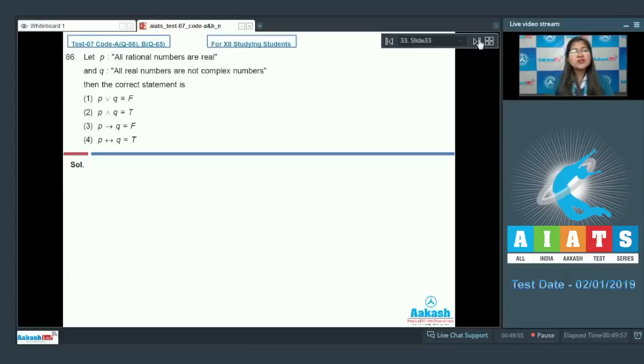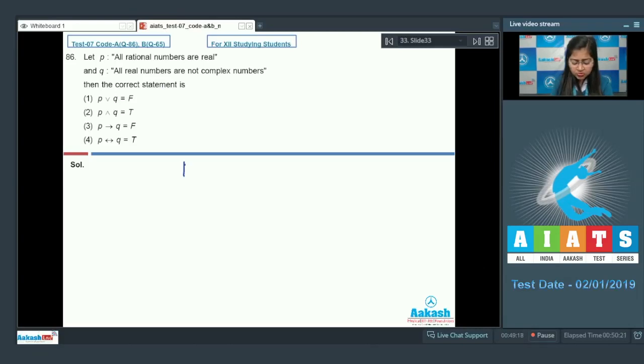Next is question number 86, which says that let P be the statement all rational numbers are real and Q be the statement all real numbers are not complex numbers. Then the correct statement among the following is. So here let us firstly see whether the statements P and Q are true or false.